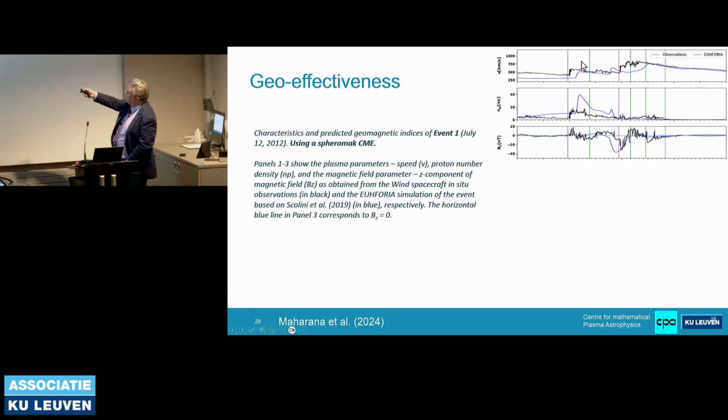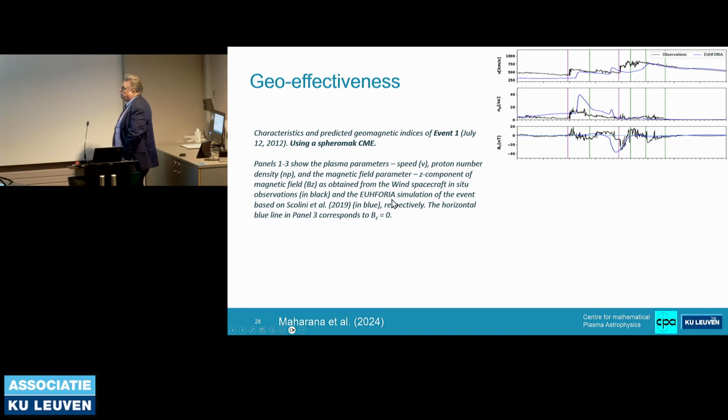So in black again is the observation. In blue is the synthetic data from Euphoria, 2 days earlier, of course. And so you see the shock is arriving a bit too late in this case. The second shock is too early compared to this here. The density is a bit too high with Euphoria, and the BZ component is almost the right magnitude. It's also a bit too early, but it has the right profile, let's say.